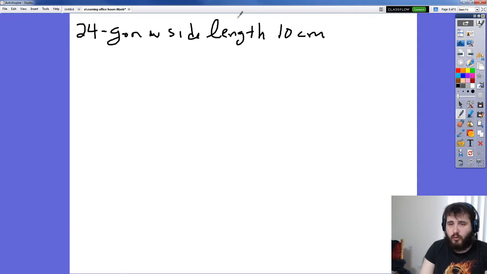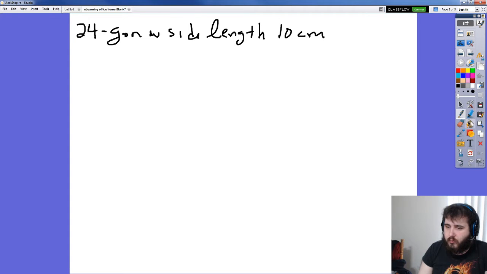They tell you a 24-gon with a side length of 10 centimeters. Well, then you're again not going to draw a 24-sided figure, right? Nobody's going to do that. So what we need to do is figure out the radius, because we weren't given the radius. We were given the length of the side.